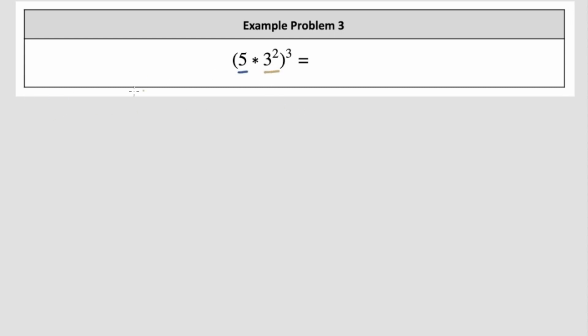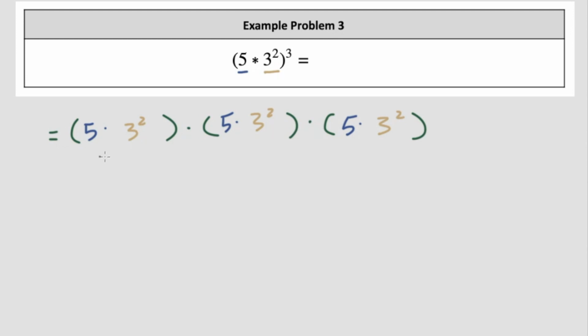Well, I noticed first that there's 2 separate numbers inside here. So I'm going to put the 5 in blue and the 3 to the power of 2 in this tan color. I first noticed that I am multiplying everything inside the parentheses 3 times. That's what the 3 as an exponent outside it means. Then I write 5, because I'm multiplying 5 3 times, and 3 to the power of 2, because I'm multiplying that 3 times as well.